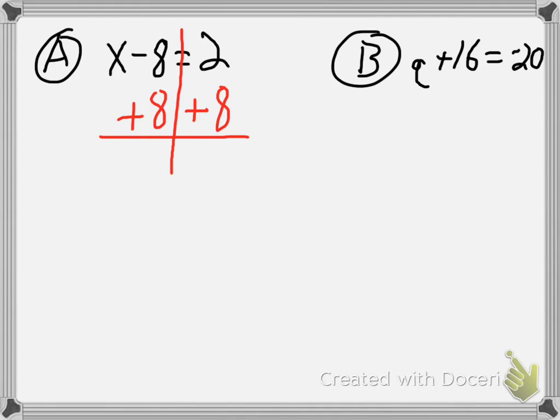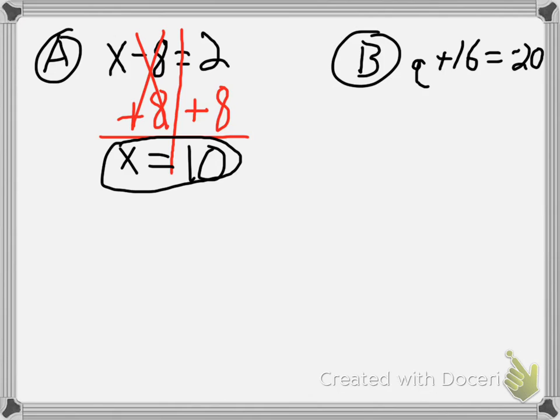If I have a minus 8 plus 8, those are going to cancel out and equal 0. So on the left-hand side, I'm just left with x. Then I have my equal sign. And on the right-hand side, I have 2 plus 8. 2 plus 8 is 10. So I think that my solution is x is equal to 10.